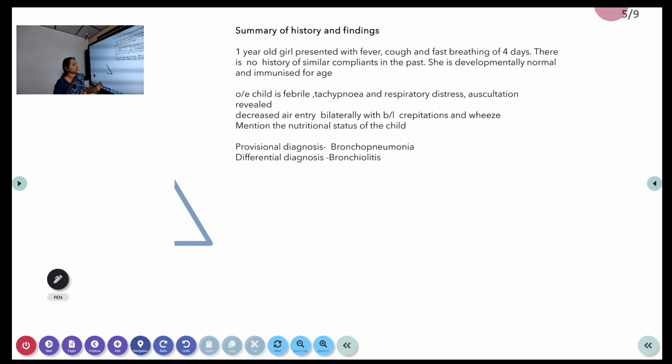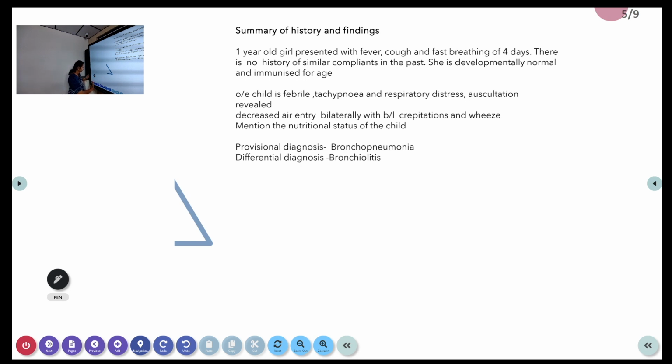Then, summarizing the history and findings, you put the provisional diagnosis. Because bilateral findings are there, you will say it is a bronchopneumonia. And if there is PEM, then you mention PEM also after that: bronchopneumonia, grade 1 PEM, like that. Then the differential diagnosis for bronchopneumonia, we can put as bronchiolitis or a viral pneumonia. Okay, so that is how you go about presenting the case for the examination.